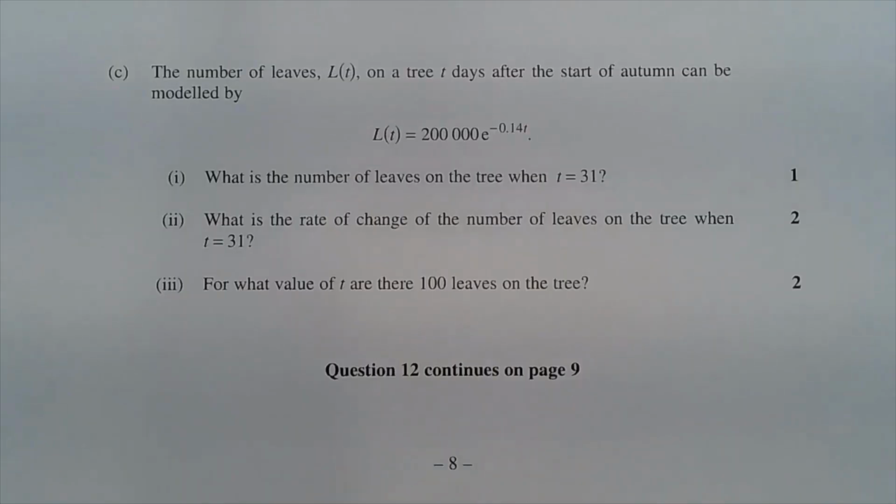Question 12c. The number of leaves, L of t, on a tree t days after the start of autumn can be modelled by L of t equals 200,000 e to the power of -0.14t. Part 1. What is the number of leaves on the tree when t equals 31?